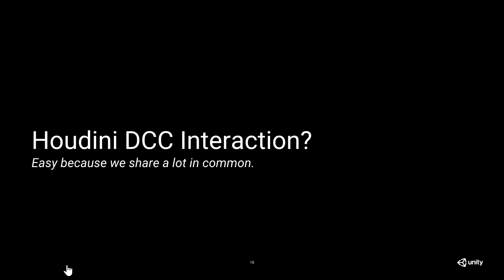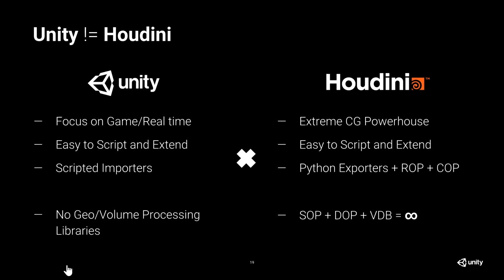So what's the interaction we had with Houdini? Basically, we had a really easy interaction because we have mostly the same paradigm of attributes, reading them and storing them. One thing to note is Unity is not Houdini. Unity has a real focus on real time and games, so we cannot achieve really complex computations as we do in Houdini.